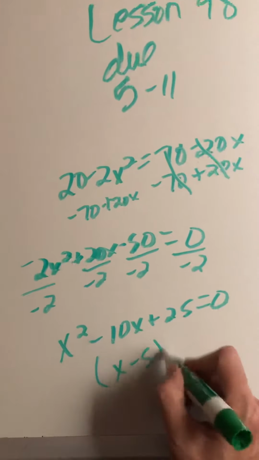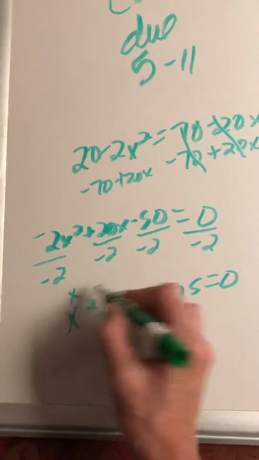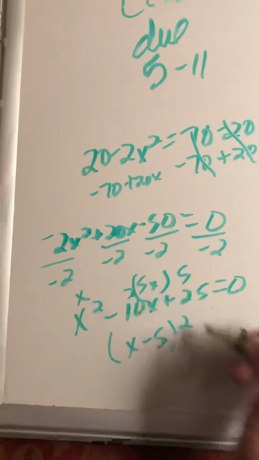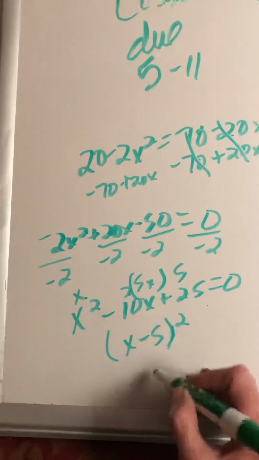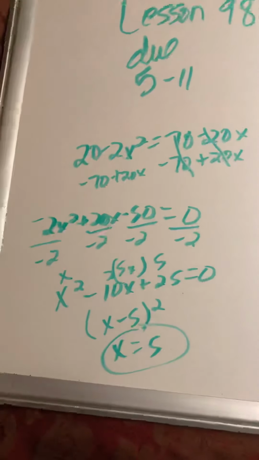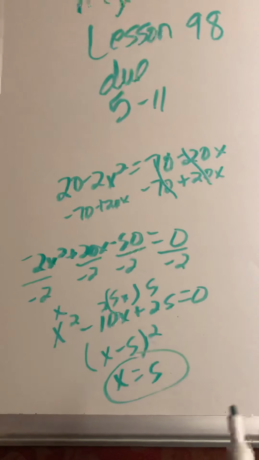So this is x minus 5 all squared because this is a perfect square trinomial because that's x, that's 5, 5x. If I multiply by 2 is 10x, so I'm good. So my x here is 5. My x, my root, my solution, my x-intercept, the 0, that's 5. So lots of different things it can be called.